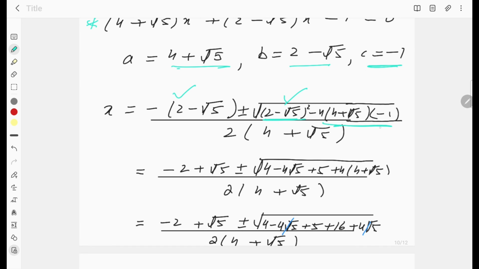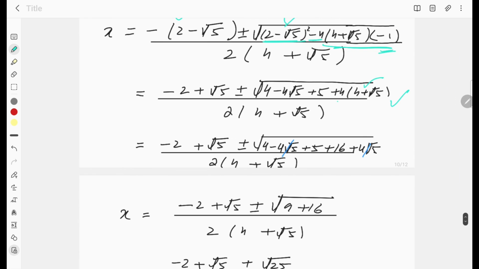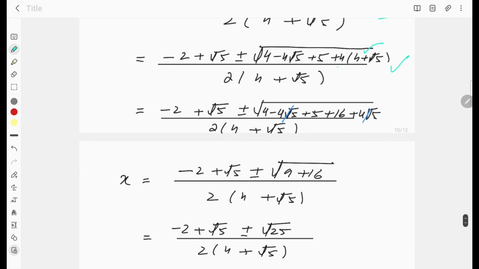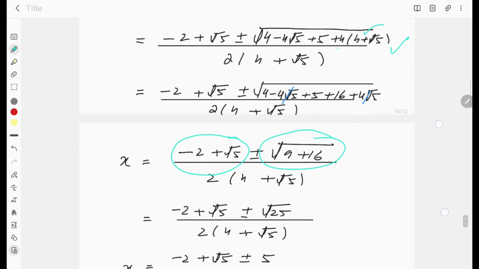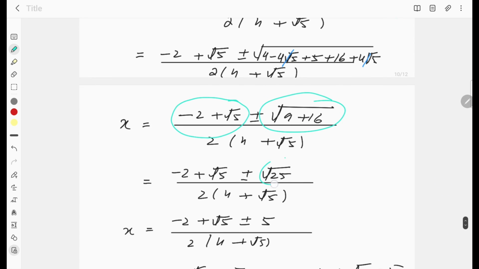And here minus 1 and minus 4 will become plus 4, and then you multiply it by the bracket 4 plus under root 5. On simplification, you will get this. If you further simplify, minus under root 5 plus under root 5 will cancel out, and you are left with 9 plus 16. While over here it is minus 2 plus 5, and there is a plus minus sign as it is. 9 plus 16 is 25, and 25 under root is 5.